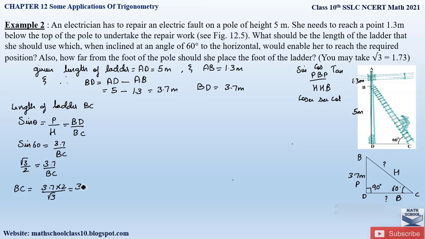So it is 3.7 into 2. 3.7 into 2 will be 7 2s are 14, carry 1, 3 2s are 6, 7. So it is 7.4 divided by root 3, which is 1.73. Okay, now let us remove the decimal point both in the numerator and denominator. We will add a 0 here since we have to remove the decimal places by 2 in the denominator. So this will become 740 divided by 173. So let us divide here.